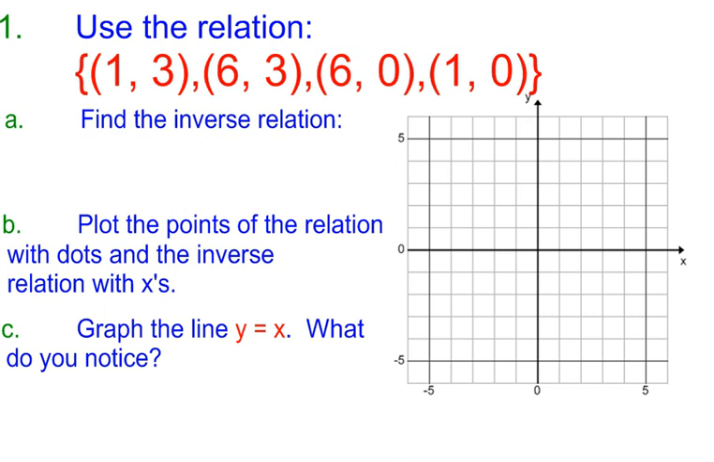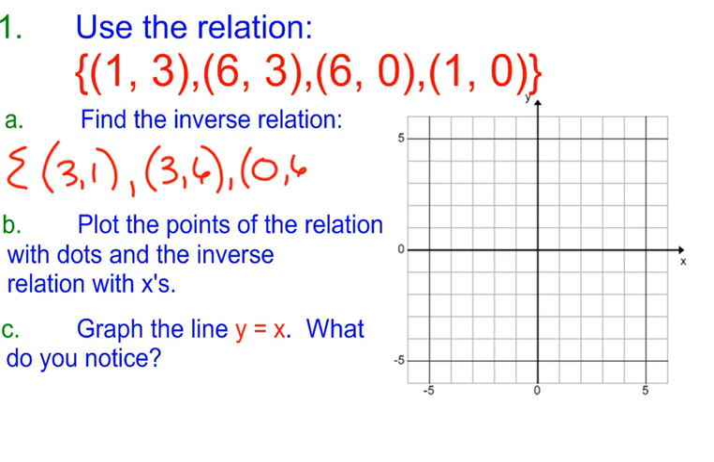It says, here's our relation, let's find the inverse relation. So I'm going to flip my x and y's. Instead of (1, 3), I have (3, 1). Instead of (6, 3), I have (3, 6). Instead of (6, 0), I have (0, 6). And instead of (1, 0), I have (0, 1). So I have literally flipped x and y. They ask you to plot the points of the relation with dots and the inverse relation with x's.